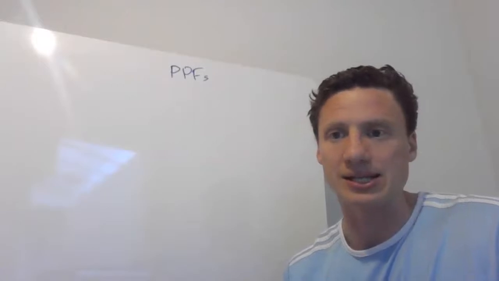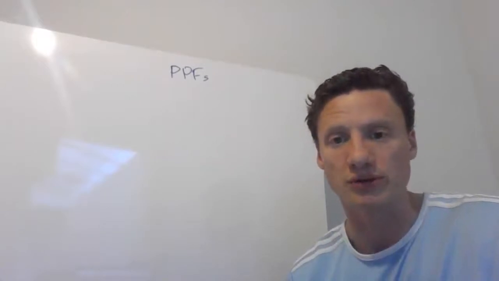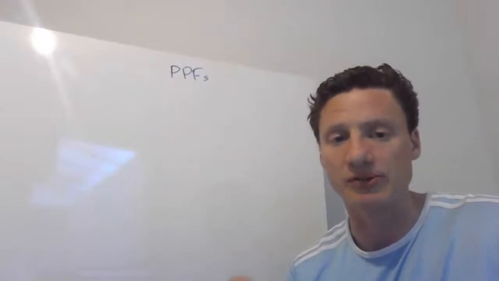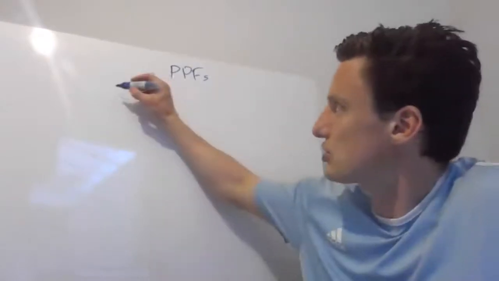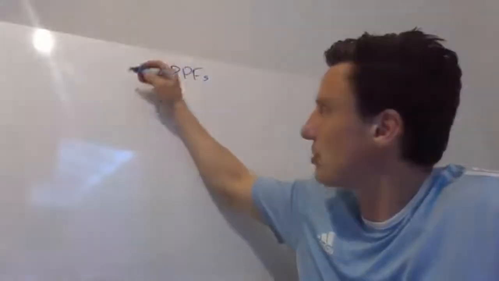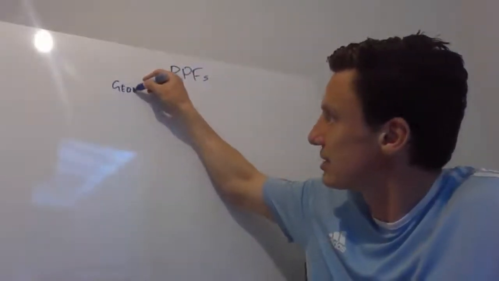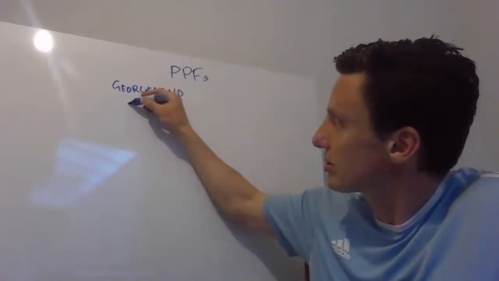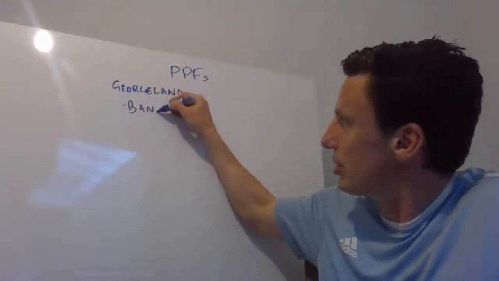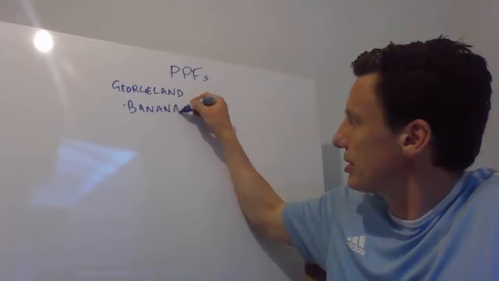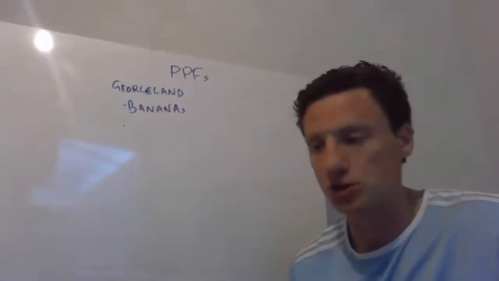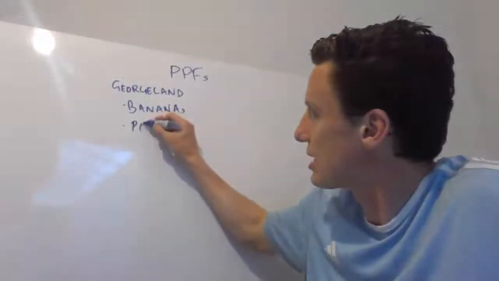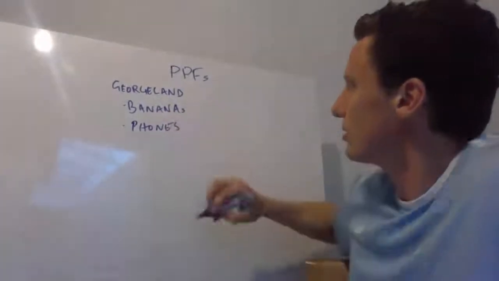Economics for me is a study of alternatives. What else could we have done with our money? What else could we have done with our resources? And the PPF is a good starting point for that. So let's take a country, for example, let's call it Georgeland. And in Georgeland, they only make 2 things. They like to make bananas, and, let's choose something else, an iPhone. So they make bananas and phones.